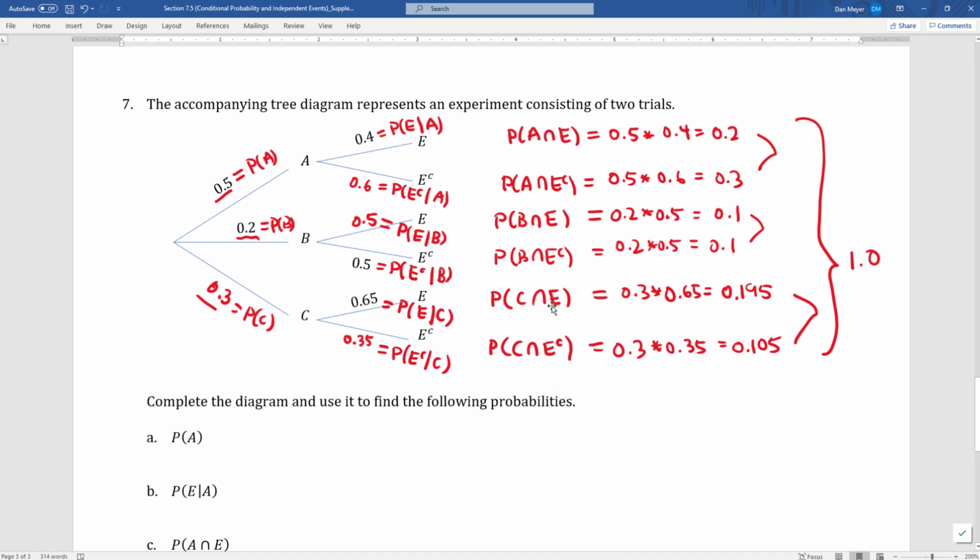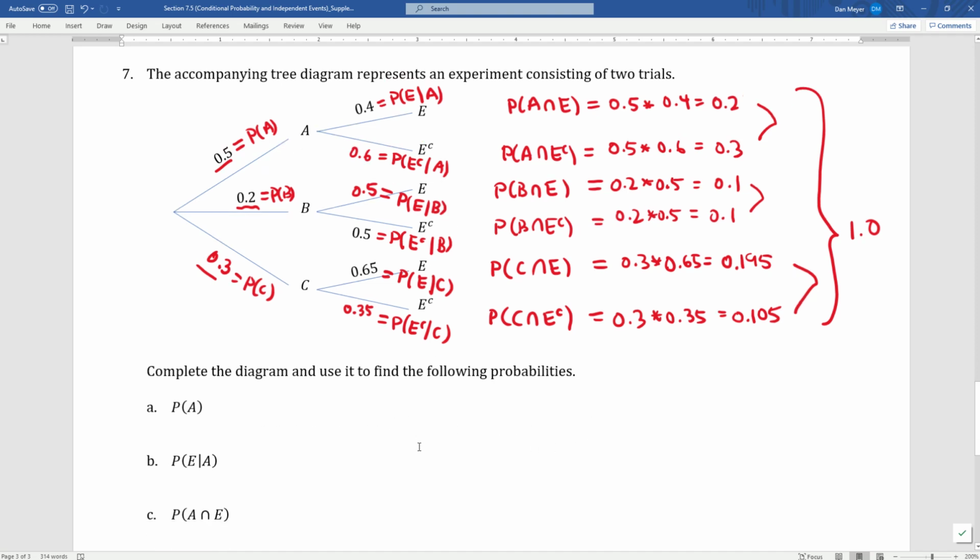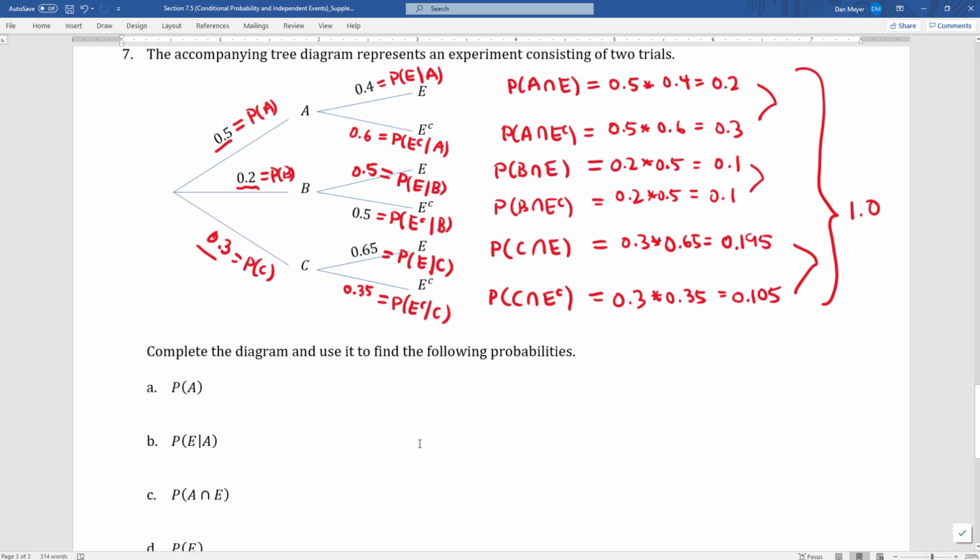All right, so we got our tree diagram filled in. Use it to find the following probabilities. The probability of A, we've got that labeled in our tree diagram. That's 0.5. The probability of E given A, we've also got that labeled in our tree diagram. That was given to us, 0.4. The probability of A and E, we got that up here. That's using the product rule along that top branch, gives us 0.2.